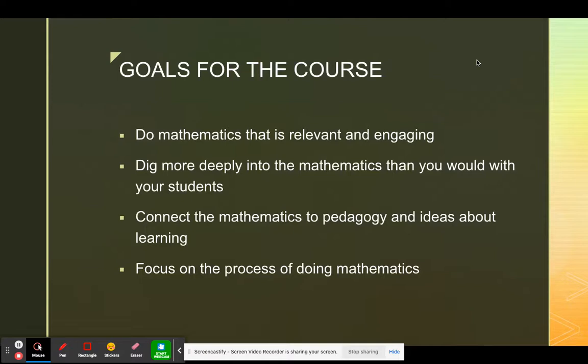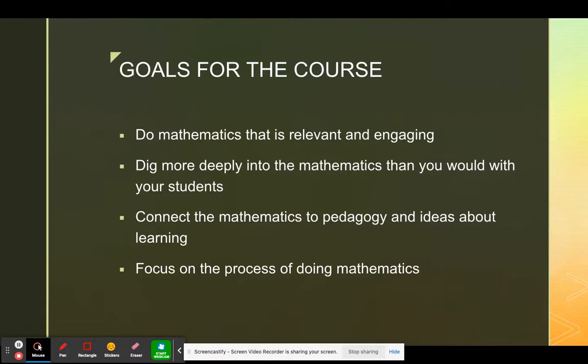I think that as you go through this course, you will find that a lot of the material is very applicable to what you are doing as you're teaching middle school and high school mathematics, and we'll give you a deeper insight into the teaching of those courses. Now let's take a look at some of the goals for the course.